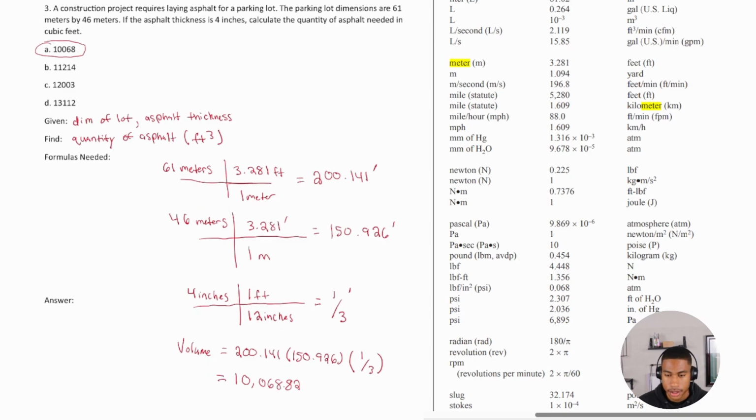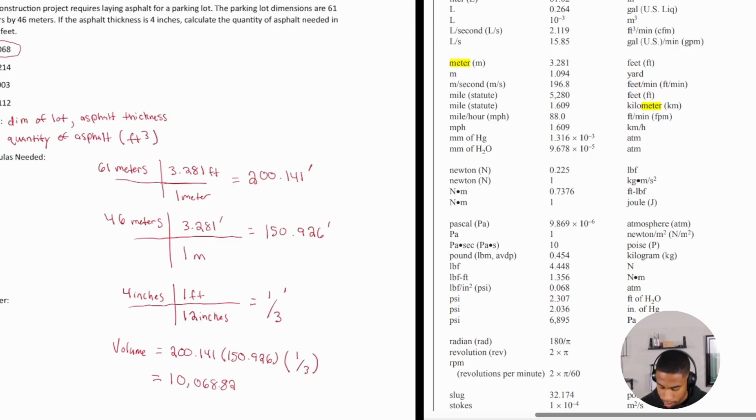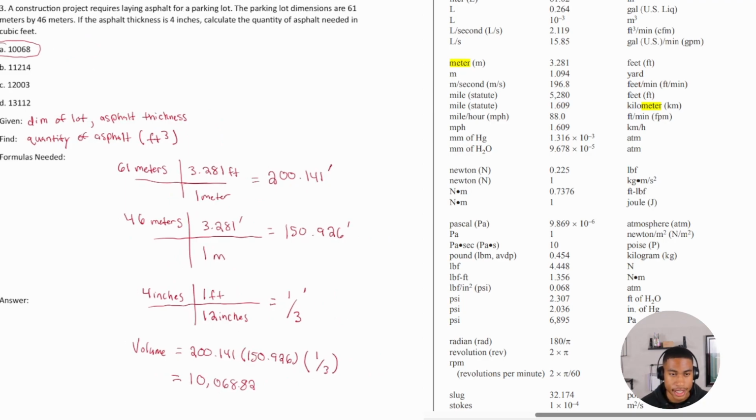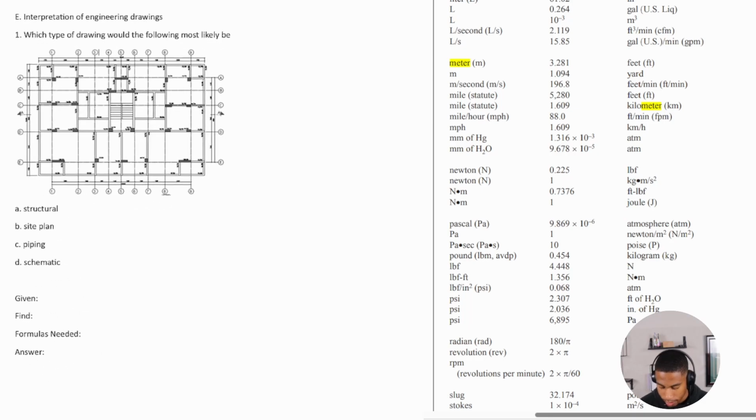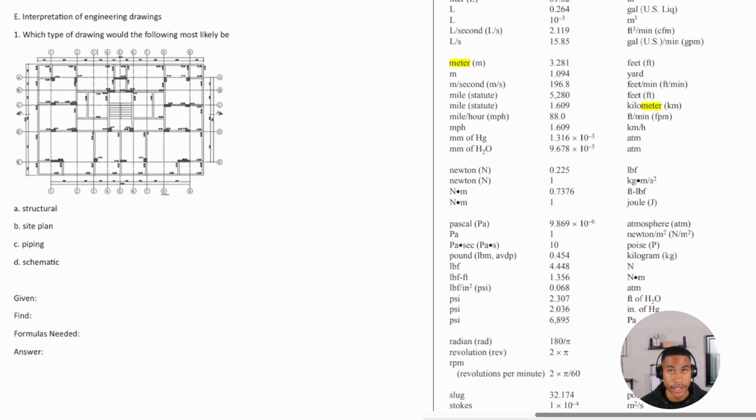So this concludes this section of the construction estimating section. In the next section, we're going to be looking at the interpretation of engineering drawings.